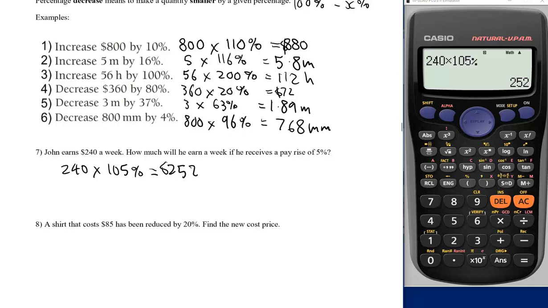It's going to be 85 multiplied by 100 minus 20, which is just 80%. Okay, so we end up with 85 times 80 shift percent. And we get a new value here, which is $68 as the new cost price of our brand new shirt.